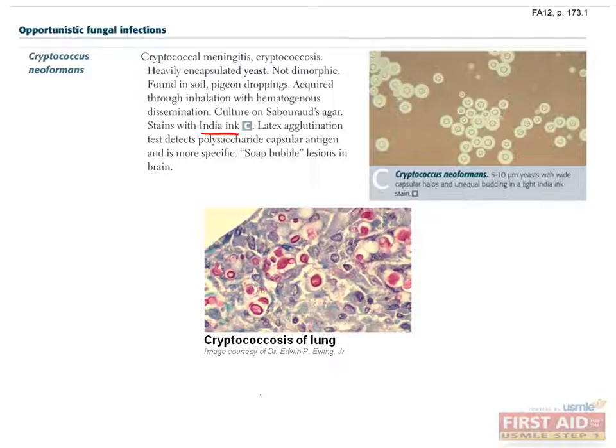Basically, you apply latex particles, which are coated with anti-cryptococcal antibody, to a patient's blood. If they have a cryptococcal infection, these latex particles will react with Cryptococcus's polysaccharide capsular antigen and cause agglutination of the patient's blood. On histopathological examination of the brain, you will see soap bubble lesions, or small cyst-like spaces in the gray matter of a patient who had cryptococcal meningitis.